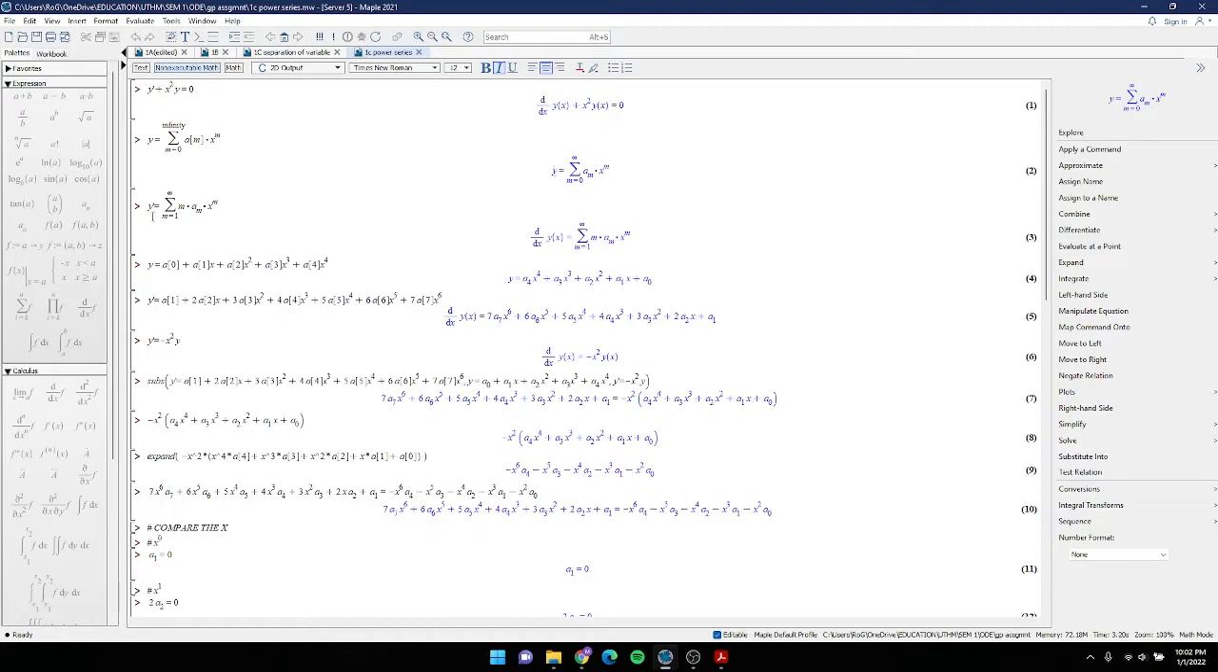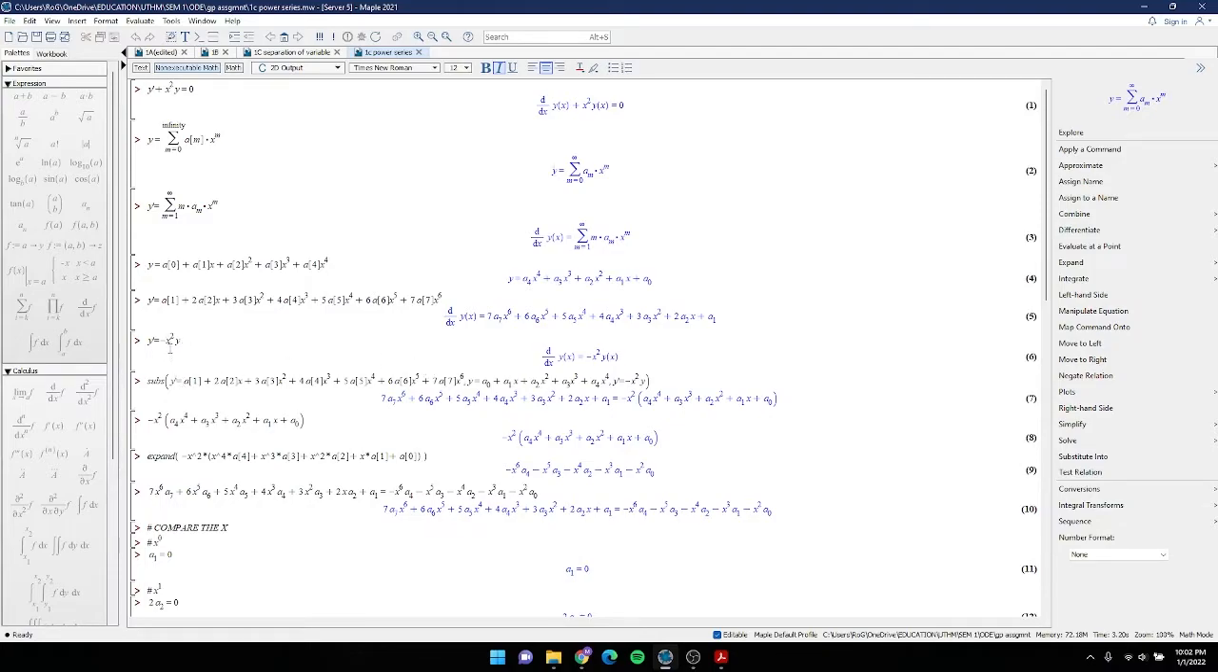So we get y prime equals the sum from m equals 1 to infinity of m a_m x to the power of m minus 1. So we get a1 plus 2a2x plus 3a3x squared plus 4a4x to the power of 3 plus 5a5x to the power of 4 plus 6a6x to the power of 5 and 7a7x to the power of 6. Okay, first we must move x squared y to the right hand side and we get y prime equals negative x squared y.